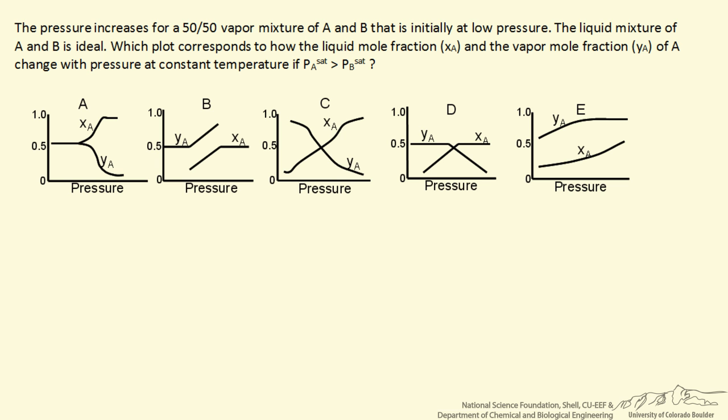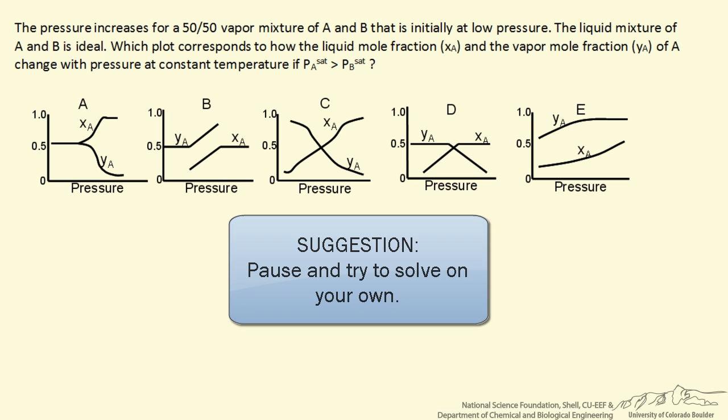So as we increase the pressure, eventually we form a liquid. The liquid and vapor are in equilibrium. We keep increasing the pressure, we're going to have all liquid. What do these plots look like of how these mole fractions are changing, given that the saturation pressure of A is greater than the saturation pressure of B?